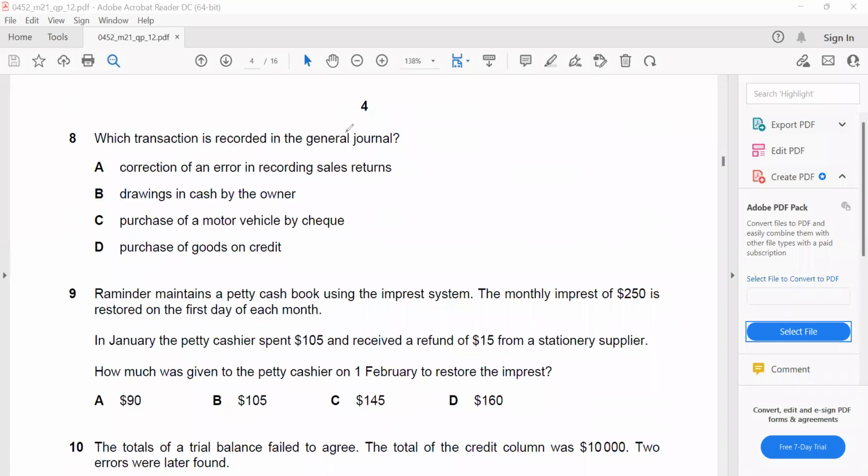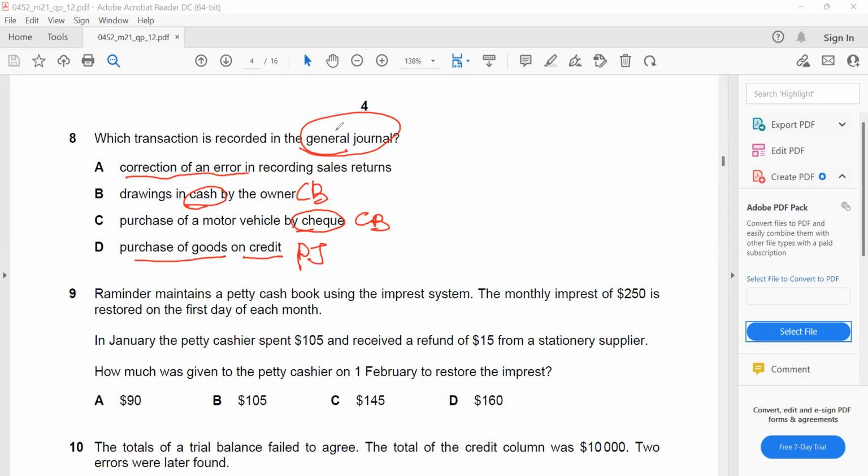Question 8. Which transaction is recorded in the general journal? Correcting of an error in the general journal. There are a few functions of it. Correction of an error is one of the functions. Drawing in cash: the word cash means cash book. Purchase of a motor vehicle by cheque: the moment you see the cheque, this is a cash book. Next, purchase of goods on credit: purchase of goods on credit is under the purchases journal.